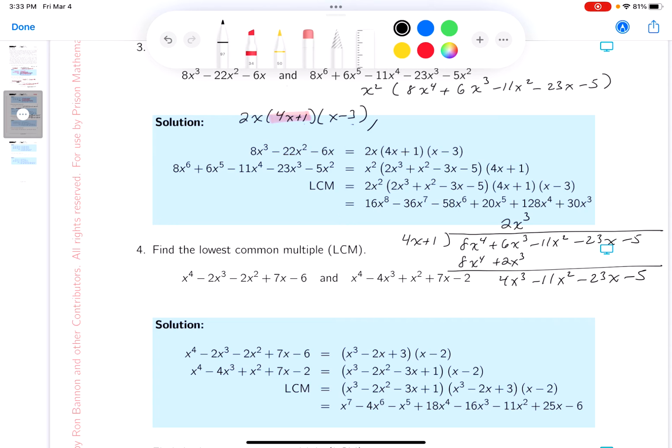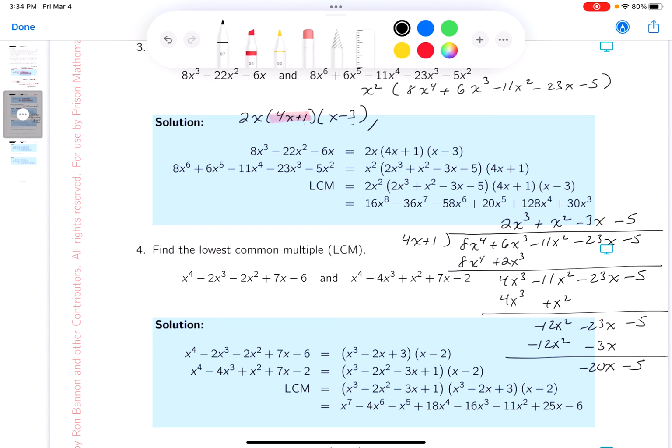So what do you get over here? Plus, let's see, x squared. What would you get there? 4x cubed plus x squared. That would be minus 12x squared minus 23x minus 5. Let's see, minus 3x. That would give you minus 12x squared minus 3x, subtract, minus 20x minus 5. And then I'm going to put down minus 5. What do you get? Minus 20x minus 5. Well, that's good news. So now I got this guy factored.